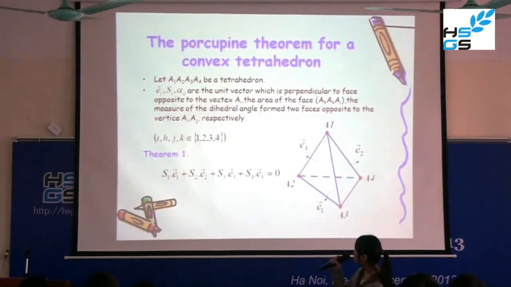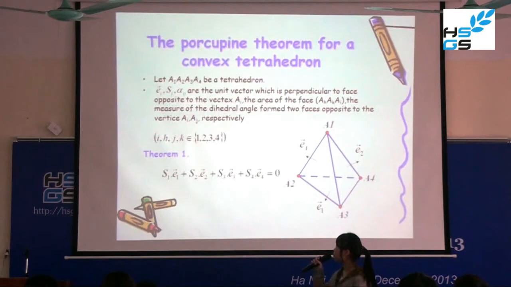Let A1, A2, A3, A4 be a tetrahedron, and the vector Ai is a unit vector which is perpendicular to the face Ai. Si is the area of face Ai, and alpha ij is the measure of the dihedral angle formed by the faces opposite to the vertices Ai and Aj. And i, j, k is from the set 1, 2, 3, 4. And we have theorem 1.